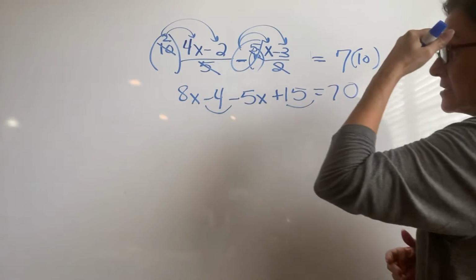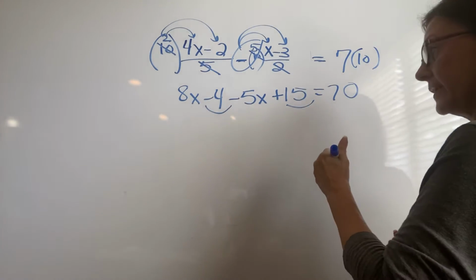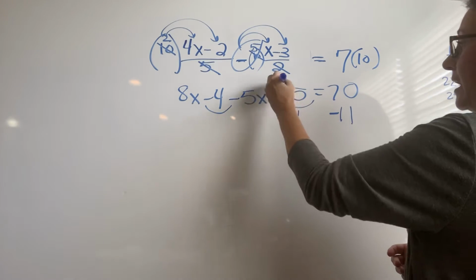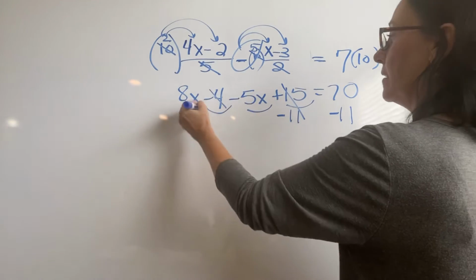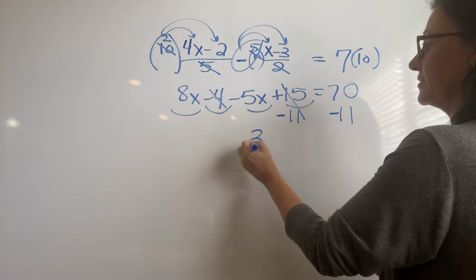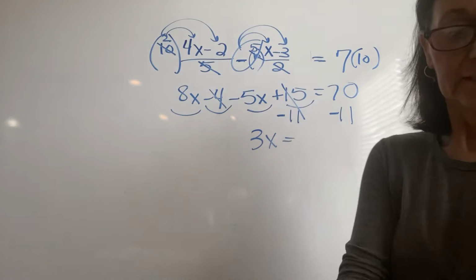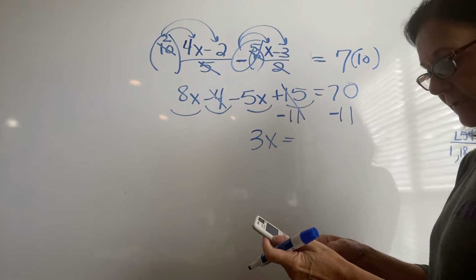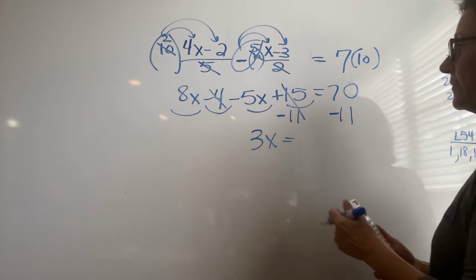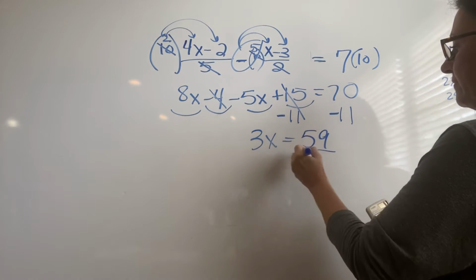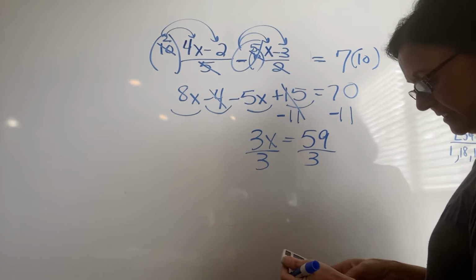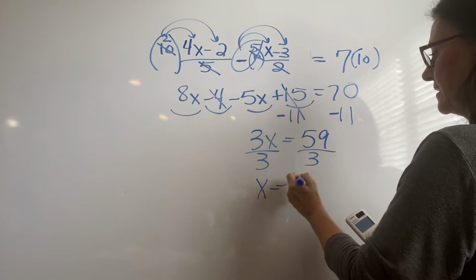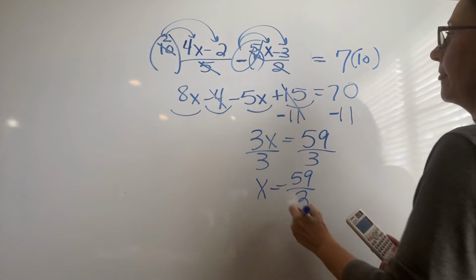15 minus 4 is 11. So I'm going to subtract 11 on both sides. Combine my like terms on the left, so that's 3x equals 70 minus 11 is 59, right? 70 minus 11, it is 59. Divide by 3 on both sides. Let's see if that's a nice even number. And it is not. X is 59 thirds.